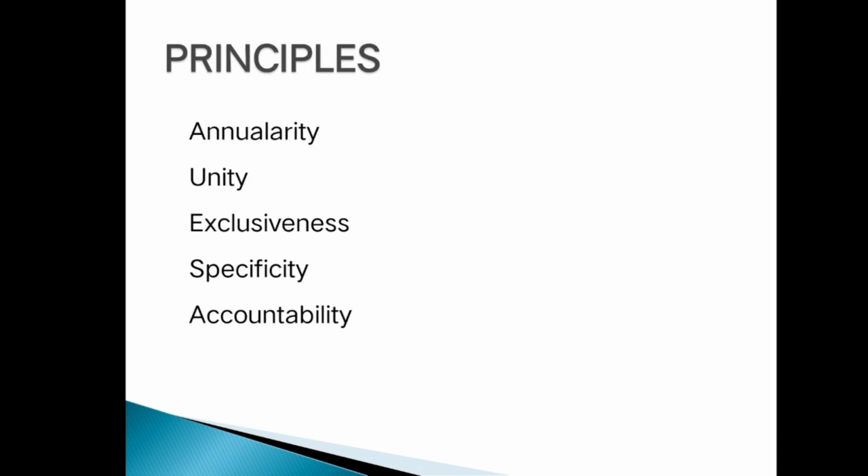Next, the principles of budgeting. The first is annuality. Whatever we plan as a budget mainly focuses on the annual level. That means if I have an academic year next year, I will be planning in the previous year itself. Next is unity. Another is exclusiveness. Exclusiveness means completely for that purpose. For example, I am the head of a particular department, child health nursing, and I want the mannequin for pediatric CPR. So I should do the procurement of that particular mannequin.